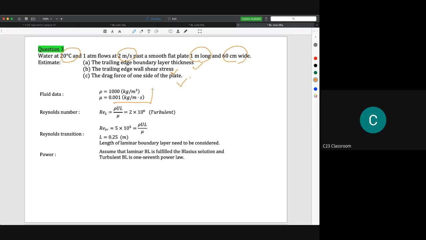So we calculate the Reynolds number. We find that it is 2 times 10 to the power of 6, so it is turbulent. So we check the transition Reynolds number, and we check the length of the laminar boundary layer. It is 0.25. If we compare 0.25 with 1 meter long, it is 25%. 25% is actually a large portion, meaning 1/4 of the total plate is laminar. So we need to consider the laminar boundary layer.